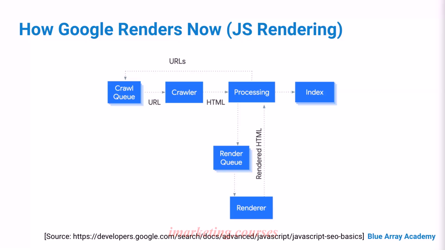Of course, all the above does take time and resources. As such, Google can only render so many pages, despite its large server farms. This is why we have the concept of crawl budget that we described in the last lesson. The image in the slide visualizes the process Google takes to crawl, render, and index pages.